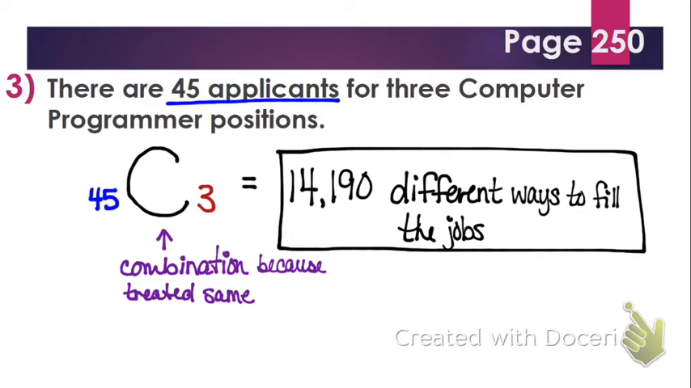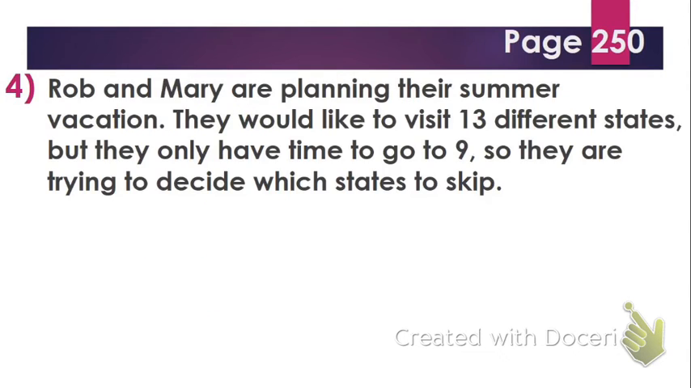All right, number 4. Rob and Mary are planning their summer vacation. They would like to visit 13 different states, but they only have time to go to 9. So they're trying to decide which states to skip. What should be the first number that we put down? 13. They're choosing from 13 different states.